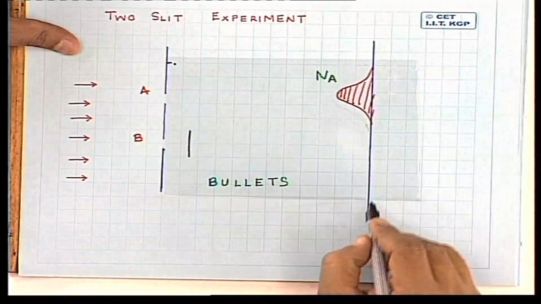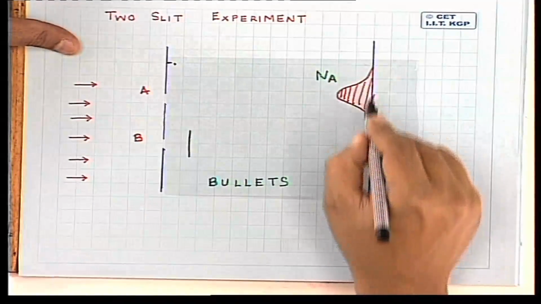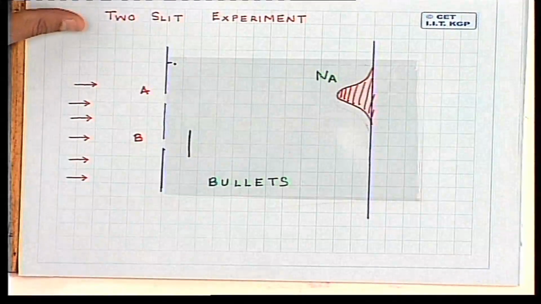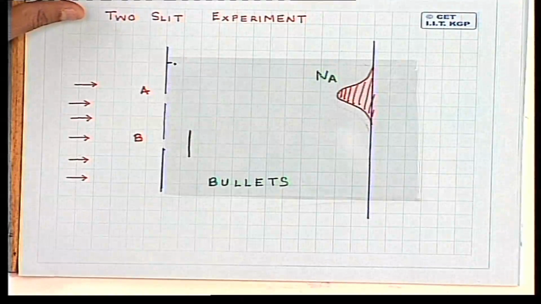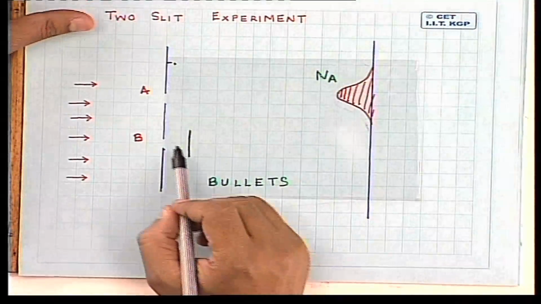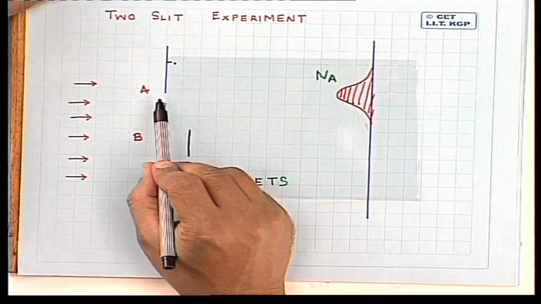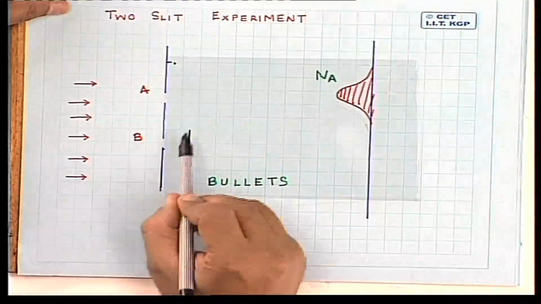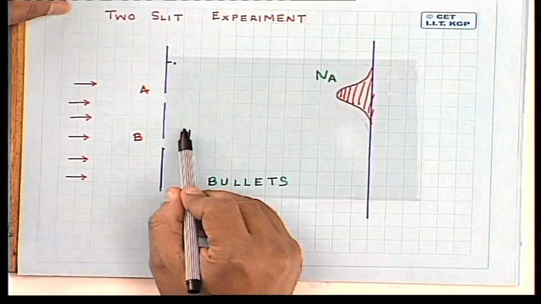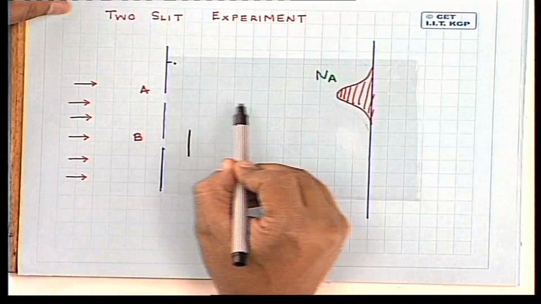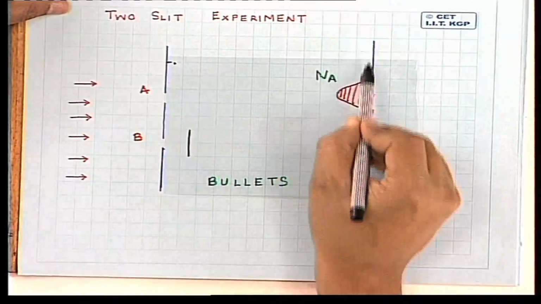So there is some means by which we can count the bullets as they arrive on the target screen on the right hand side. Now let us first consider a simple situation where we have blocked slit B and only slit A is open. So all the bullets which go through slit B are blocked over here. Only the bullets which go through slit A are allowed to go through and hit the target over here.